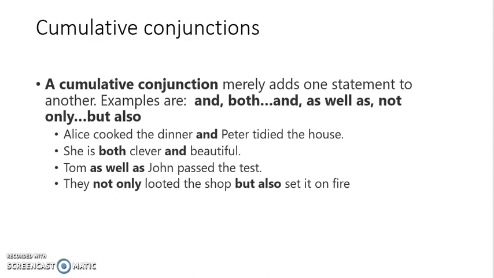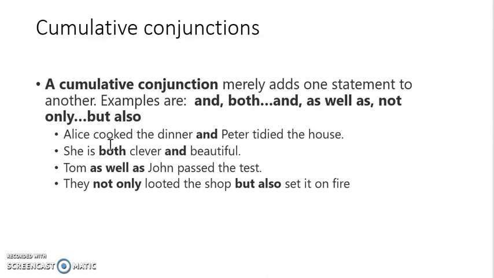They are not depending on any other clauses. The common examples of cumulative conjunctions are and, because the previous example which we saw is a cumulative conjunction, both and, as well as, not only but also. So these all are cumulative conjunctions. Look at the example: Alice cooked the dinner and Peter tidied the room. Alice cooked the dinner is an independent clause, Peter tidied the room is an independent clause, and and is used there to connect these two sentences.